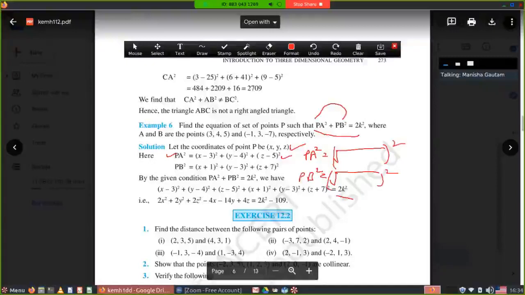Simplify it. Here you will apply a minus b whole square, and here a plus b whole square, and simplify it. You will get this statement. I think you can do. Now exercise 12.2, you have to do this exercise.